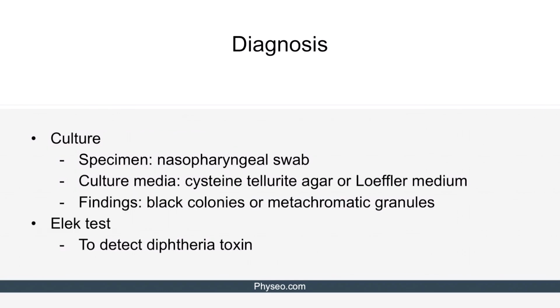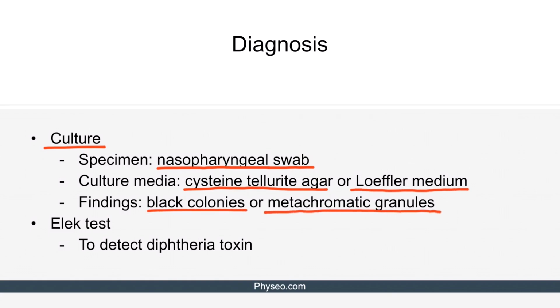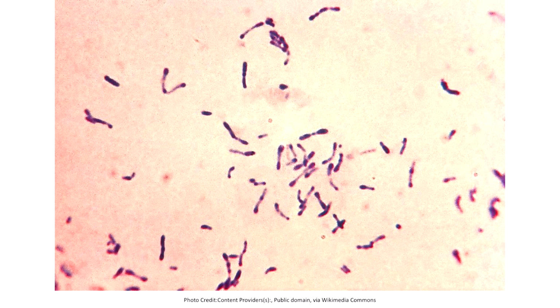The diagnosis is confirmed by the culture of a specimen from the nasopharyngeal swab. On cysteine tellurite agar, bacteria are seen as black colonies. Loeffler medium demonstrates metachromatic granules, which are molecules that contain phosphate within the bacteria. Lastly, an ELISA test is done to detect diphtheria toxin. Here's a picture showing metachromatic granules on Loeffler medium.